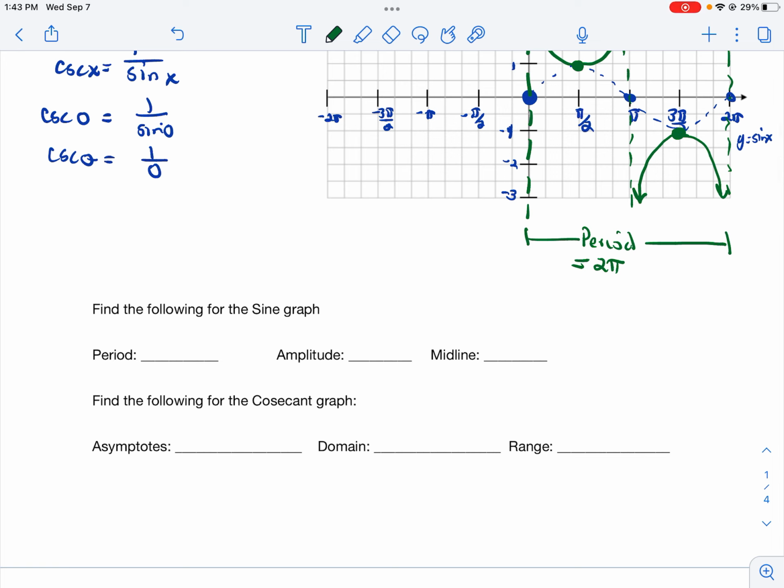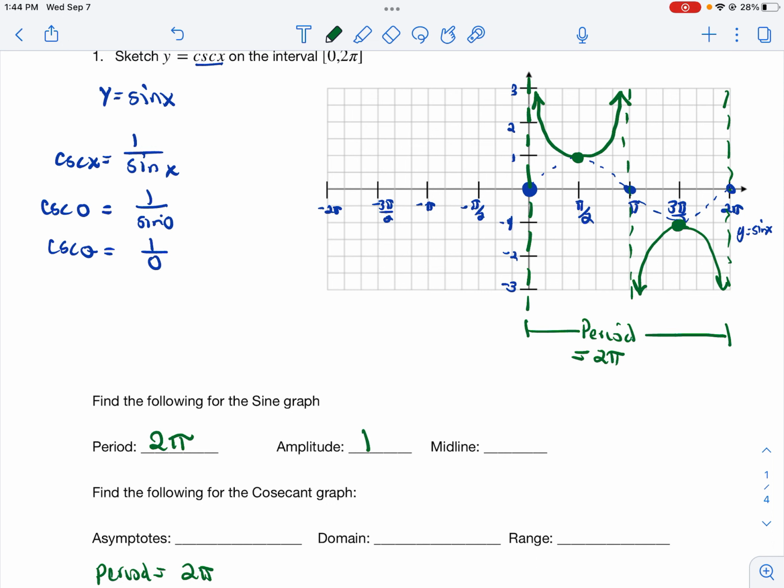So, summary. For our sine graph, remember our period was 2 pi, and that translates for a cosecant graph. Our amplitude is 1 in this graph, but remember the definition of amplitude: amplitude is the distance from the midline to the max or min. Well, our cosecant graph has no maximum because the arrows mean it goes up forever, and it has no minimum because the arrows mean it goes down forever. So technically, we do not have an amplitude.